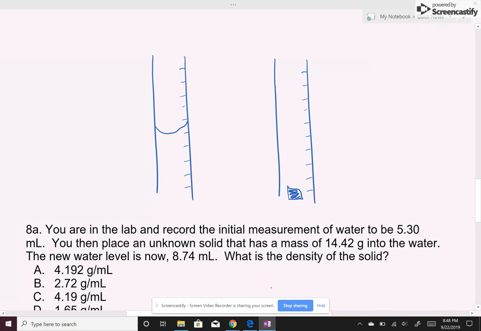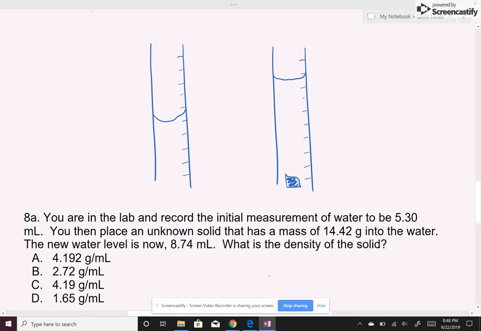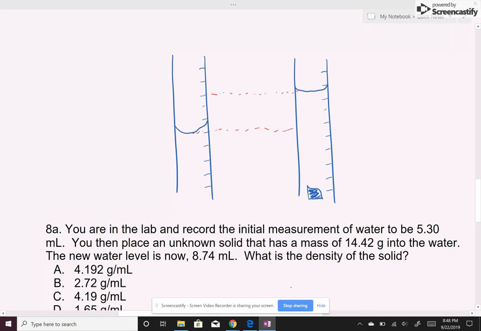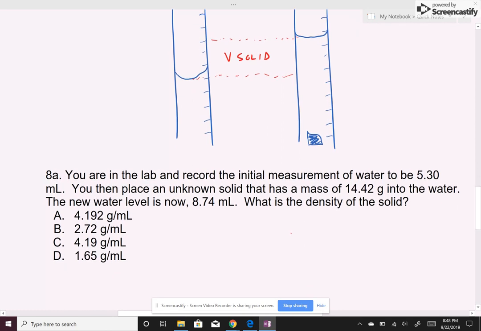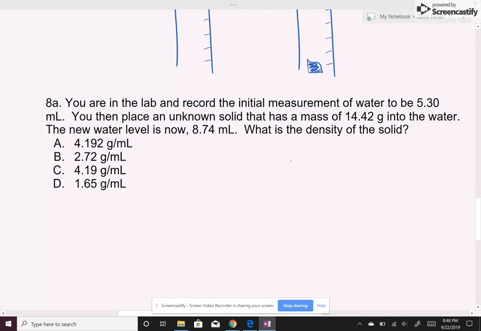Now, the difference between where that water level started and where it ended represents the volume of our solid. And so as we're looking at this one, if we picture a line being drawn across with where it's starting and where it's ending here, this difference represents the volume of our solid. And so with that in mind, we can then actually solve this problem, but with the first step of being able to find the volume of our solid.